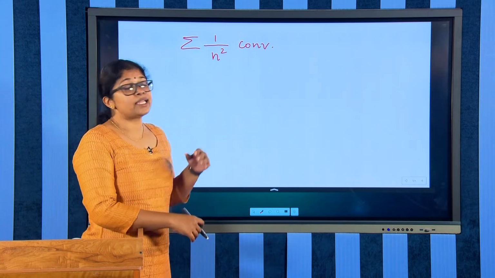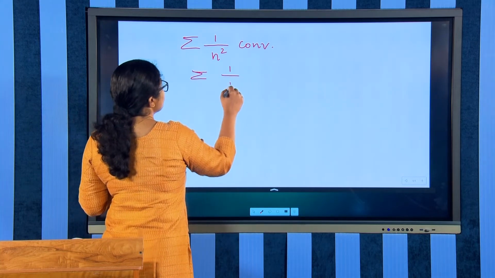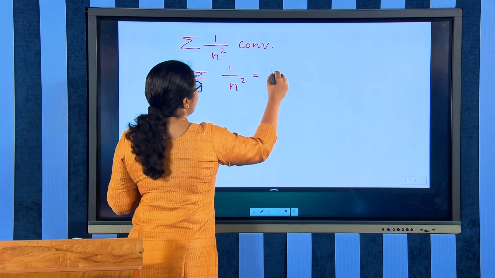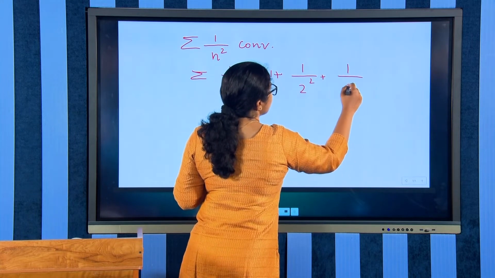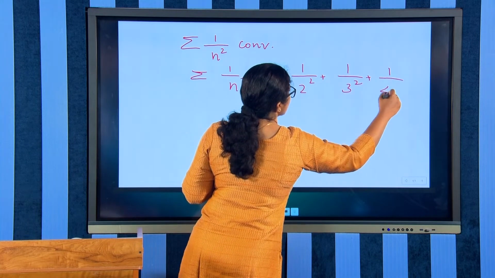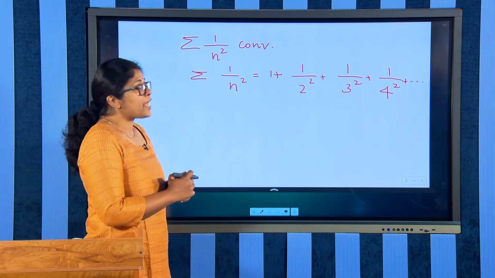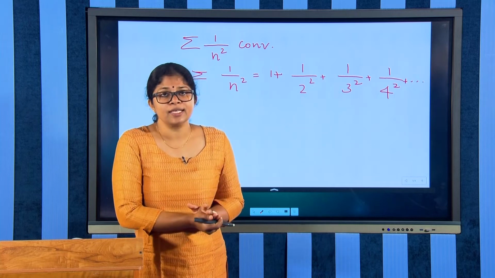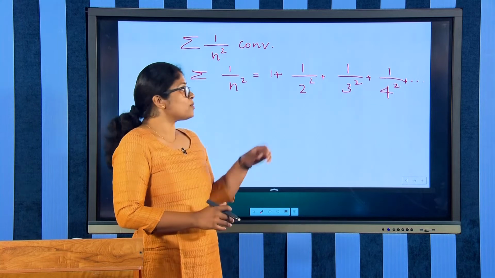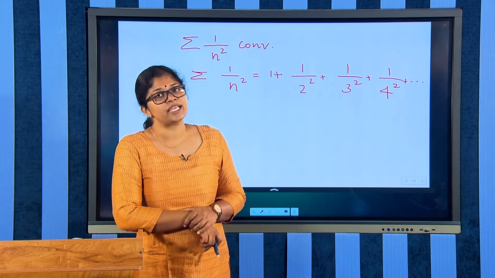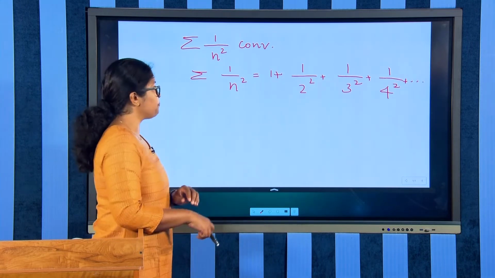So first let us look at this series as such. Summation 1 upon n square is nothing but 1 plus 1 by 2 square plus 1 upon 3 square plus 1 upon 4 square and so on. As we discussed in the previous class, summation 1 upon n is a divergent series. Here also a similar type of manipulation is made in order to prove that this series is convergent.